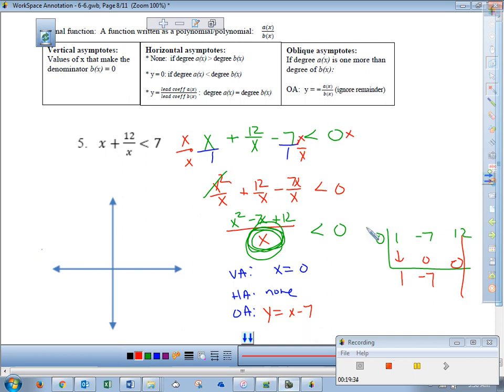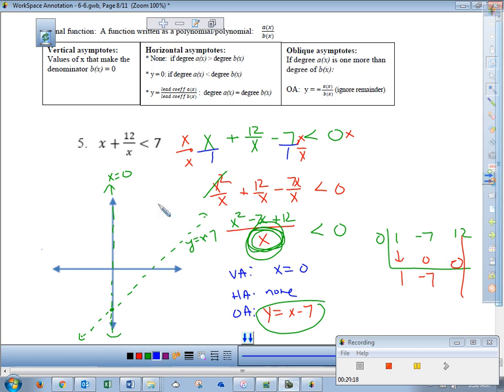So let's make some sketches of those two things. Vertical asymptote, right here. Oblique asymptote, you can rough guess it. That's in slope-intercept form, correct? What's the y-intercept? -7. It's got a slope of 1, so just rough guess. That's y equals x minus 7 for an oblique asymptote. Cool. We really care about x-intercepts also.